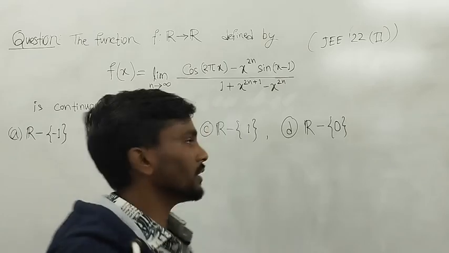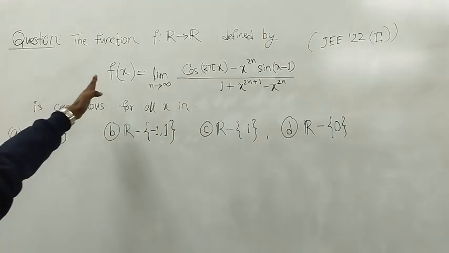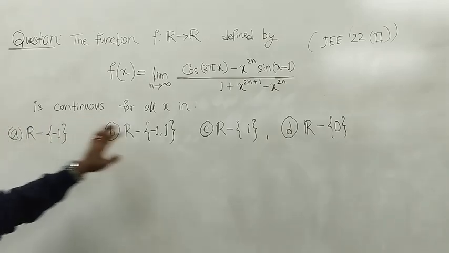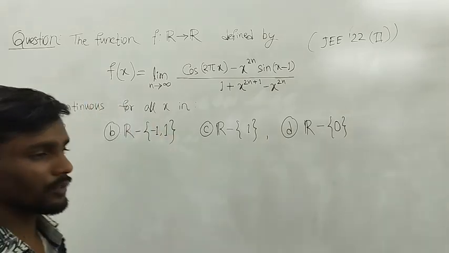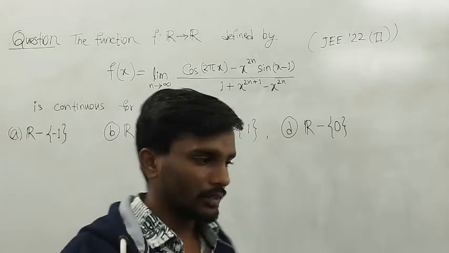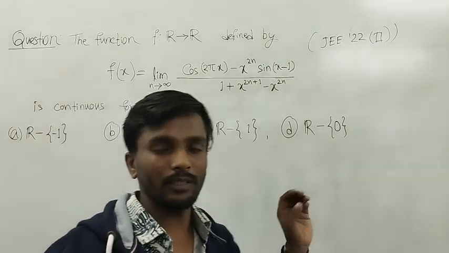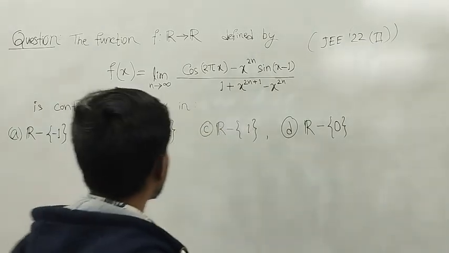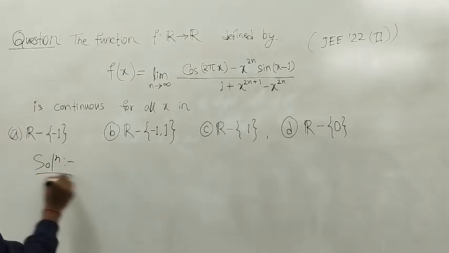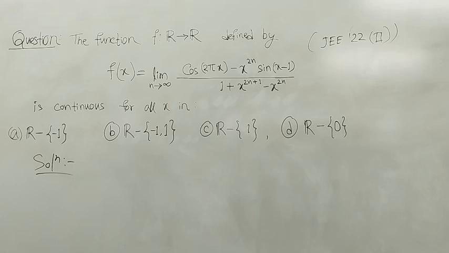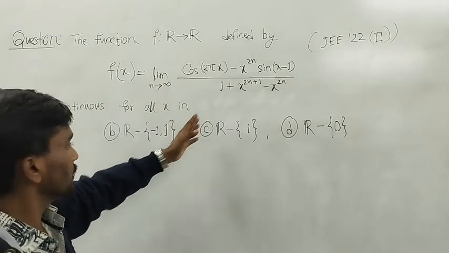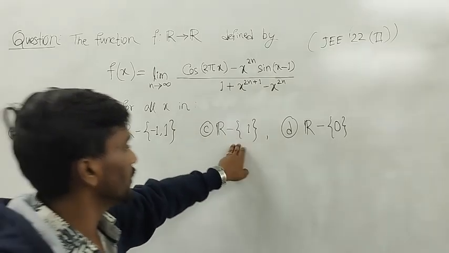Now we are going to solve a question. The question is, if this function is given, at what points is this function continuous? A function is called continuous when the function is continuous at every point in the domain. So I start with the solution. Here we can analyze the whole function, but here we are given some options.